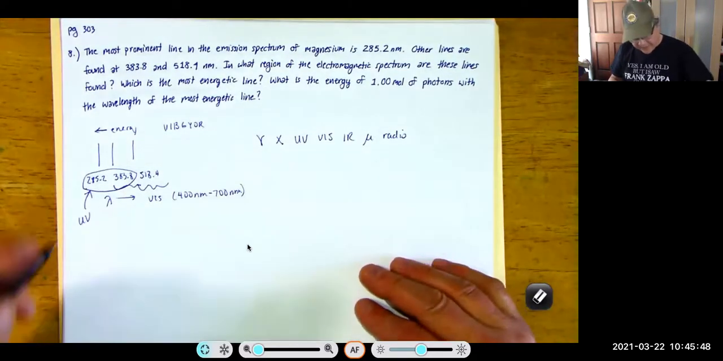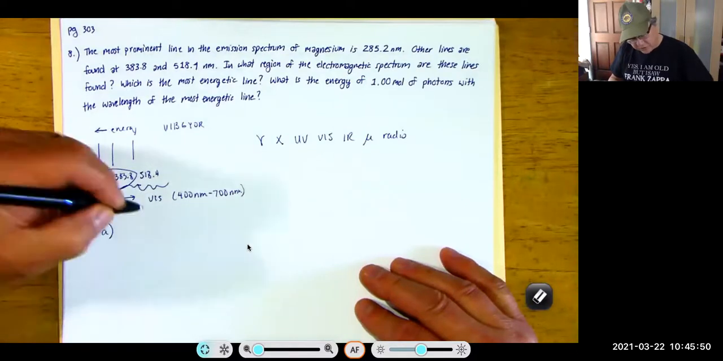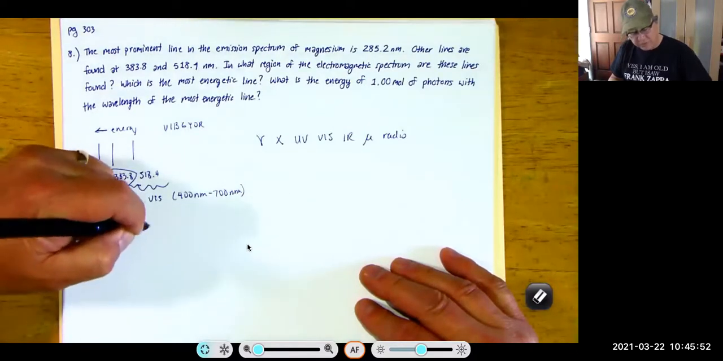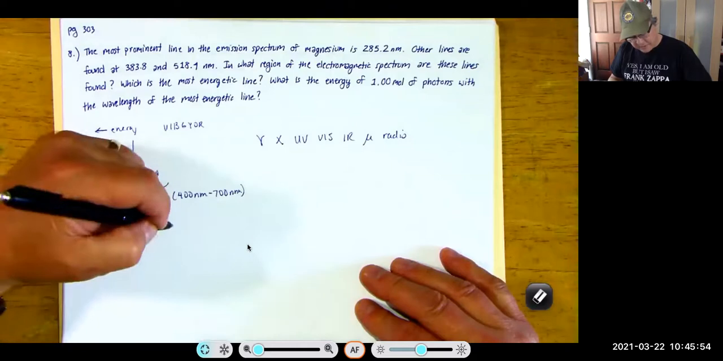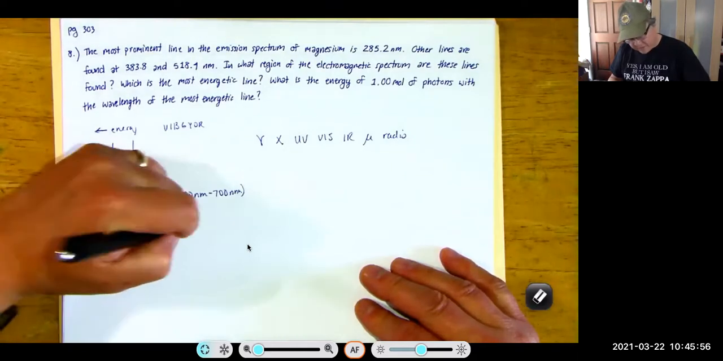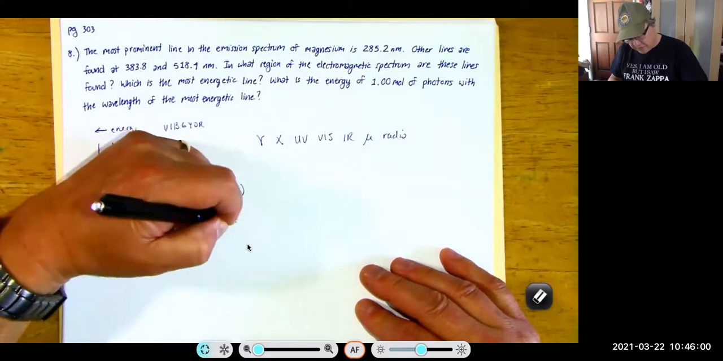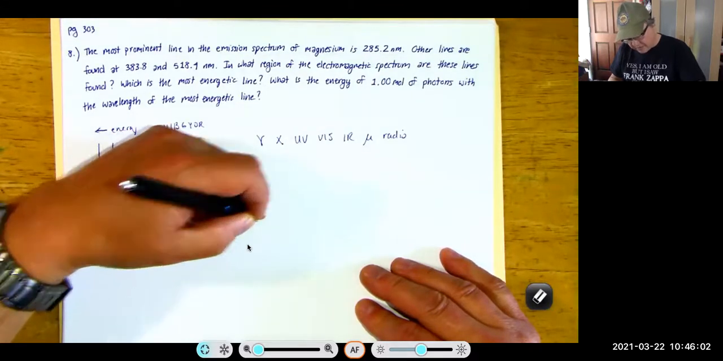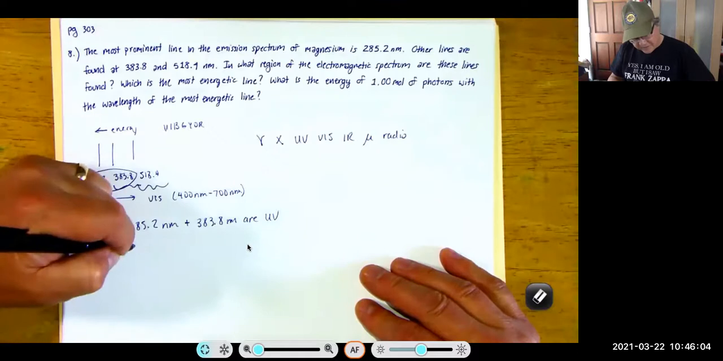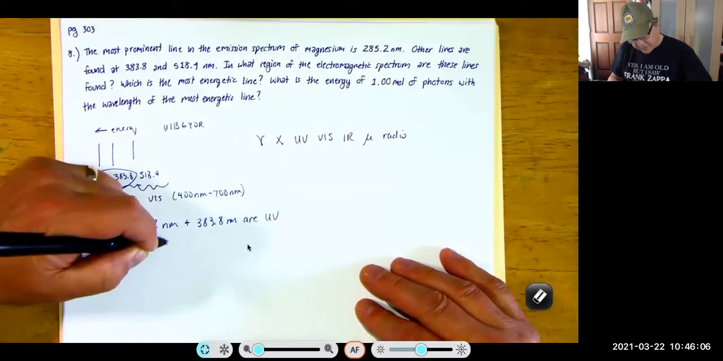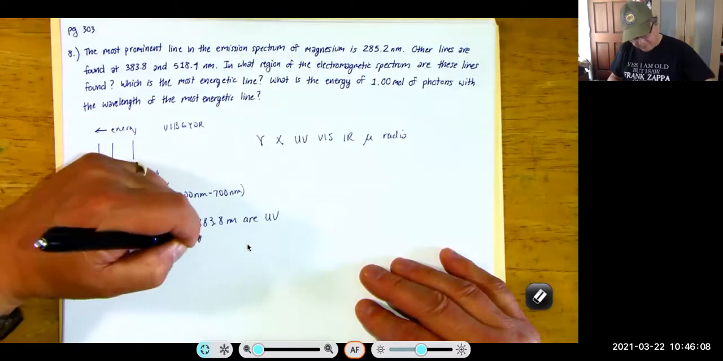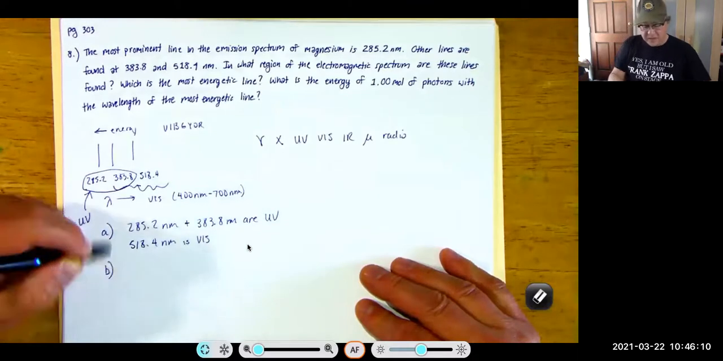So the answer to A is going to be 285.2 nanometers and 383.8 nanometers are ultraviolet. 518.4 nanometers is visible.